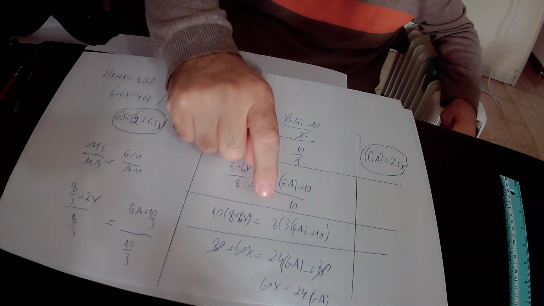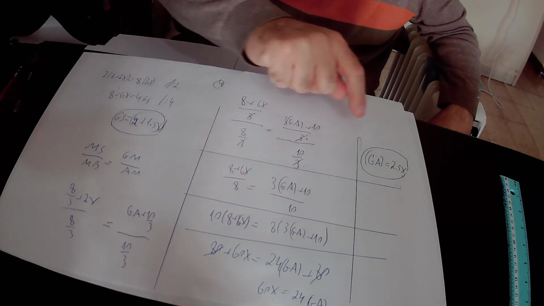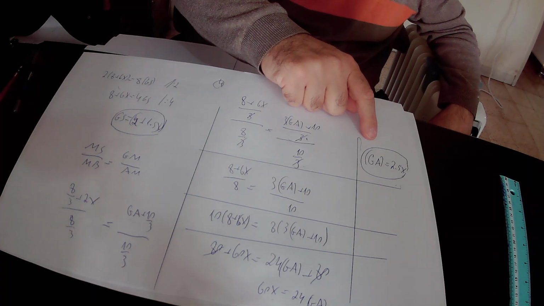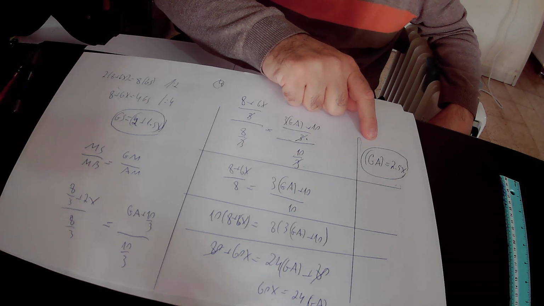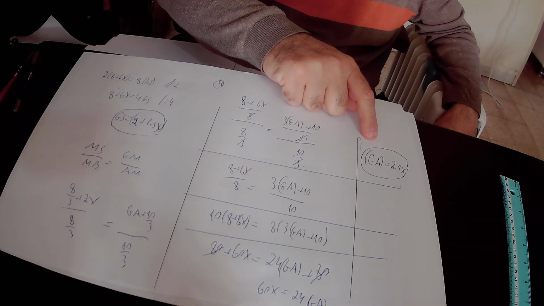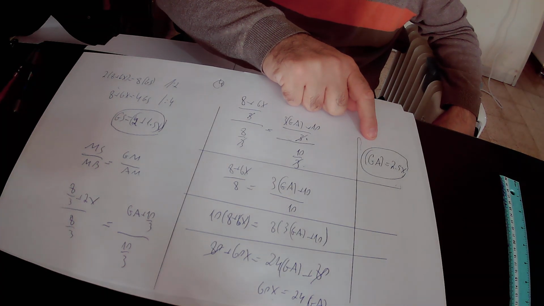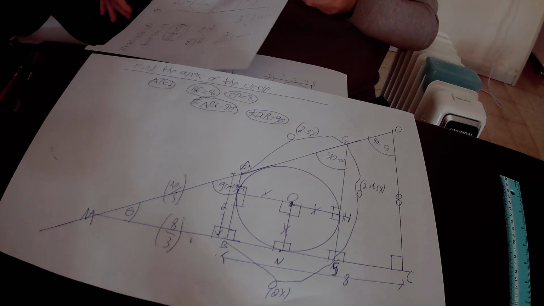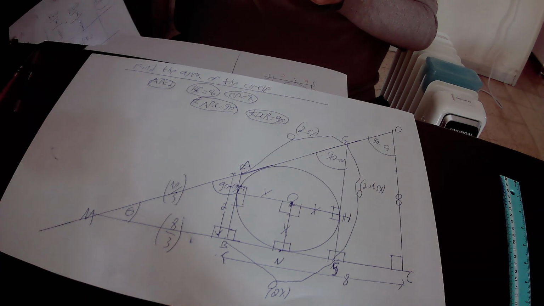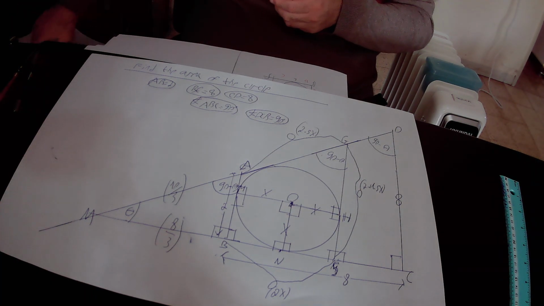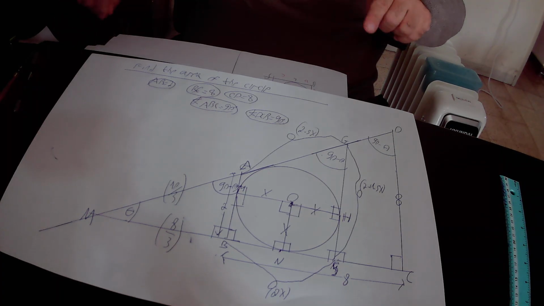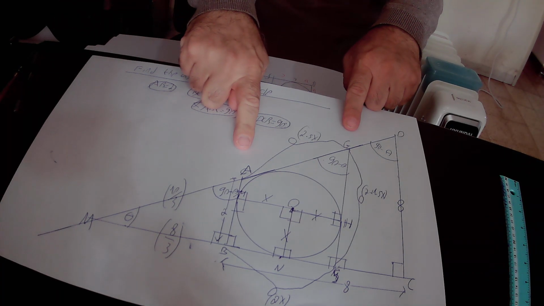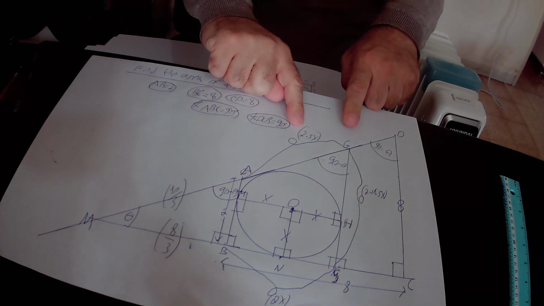We divided this equation by 24 and finally found out that GA equals 60x over 24, which is equal to 2.5x. Here, the length of this line segment GA equals 2.5x.